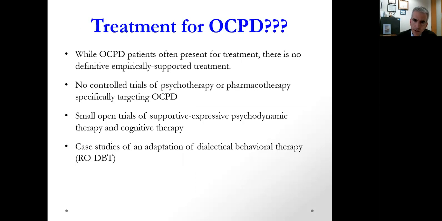While OCPD patients often present for treatment, and I said earlier this is considered a highly prevalent condition, unfortunately there is no definitive empirically supported treatment for this condition. There have not been any controlled trials of psychotherapy or pharmacotherapy that specifically target OCPD. There have been some small open trials of supportive expressive psychodynamic therapy, as well as cognitive therapy. And more recently, there have been case studies looking at an adaptation of dialectical behavior therapy known as radically open DBT, which has been looked at in OCPD.